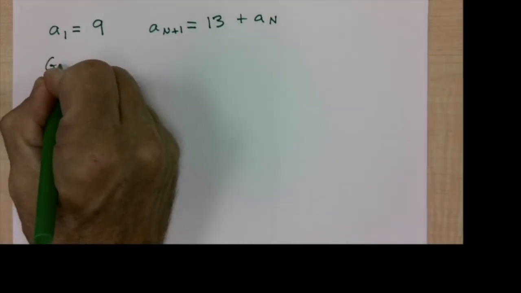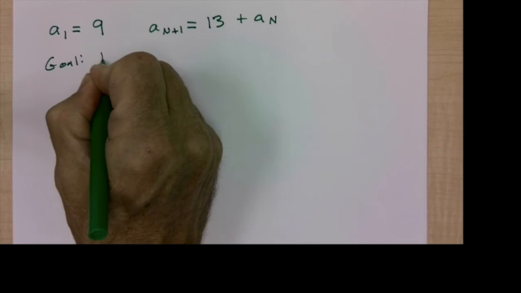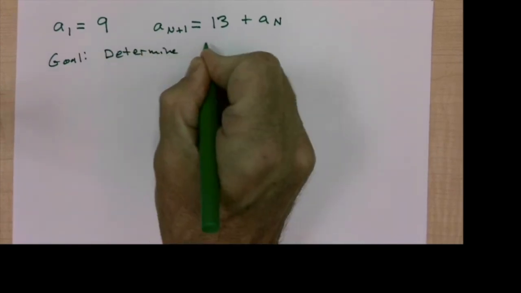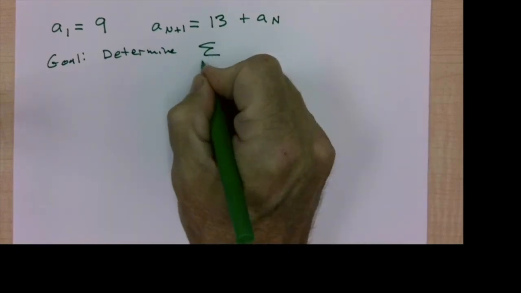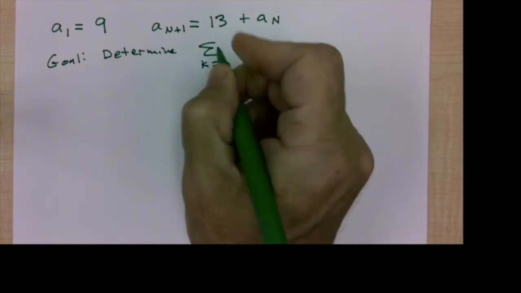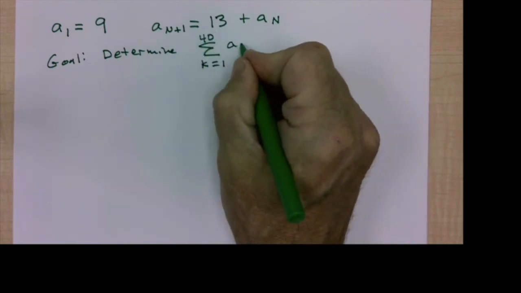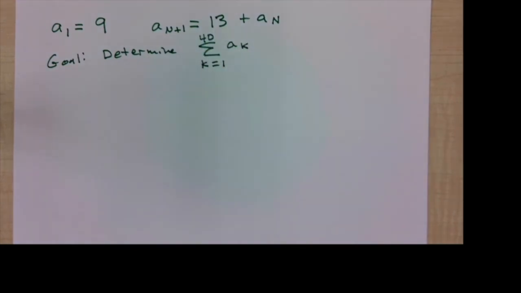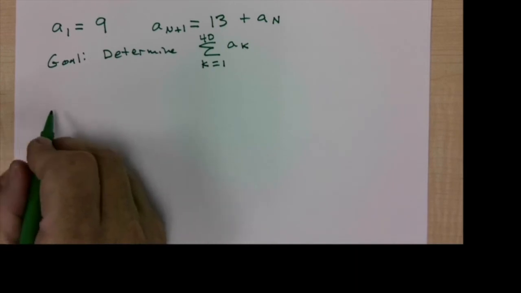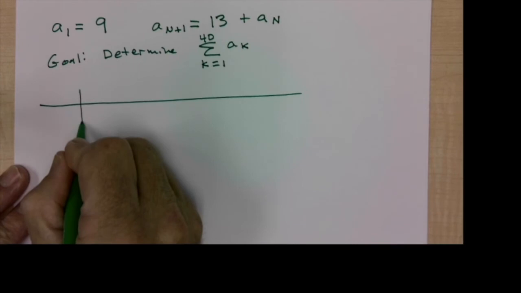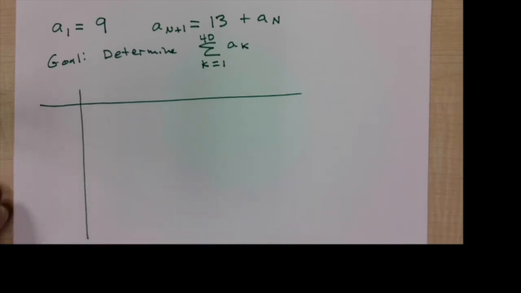So goal: determine the sum as k goes from 1 to 40 of a sub k. That's our goal. We certainly don't want to list out all those terms. That would take an awful long time to do. But let's go ahead and find the first few to see how this behaves.